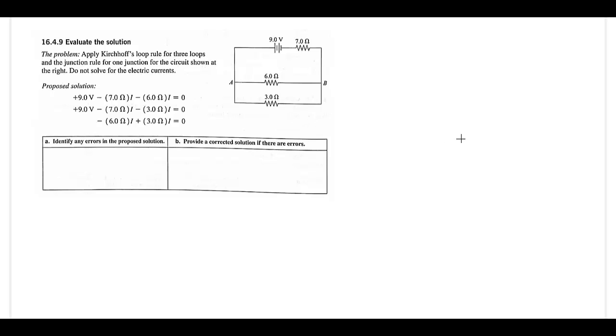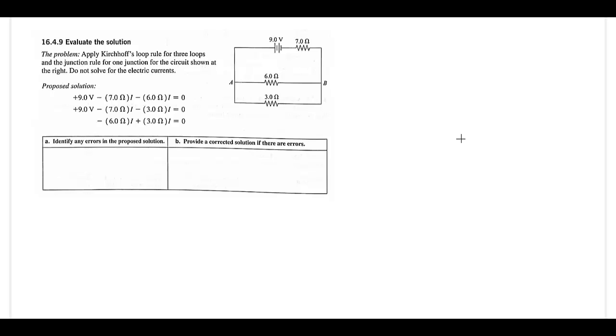Evaluate the solution. I like these. Apply Kirchhoff's loop rule for 3 loops and the junction rule for 1 junction of the circuit shown at the right, and do not solve for the electric current. So the proposed solution, we've got 9 volts minus 7I minus 6I, 9 volts minus 7I minus 3I, and then negative 6 ohms I plus 3 ohms I equals 0.